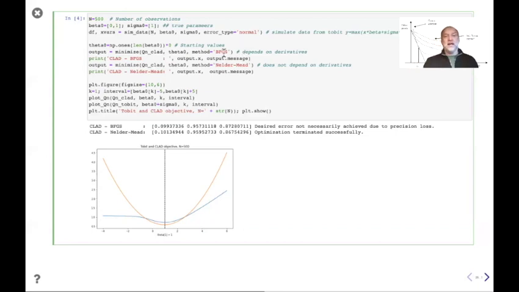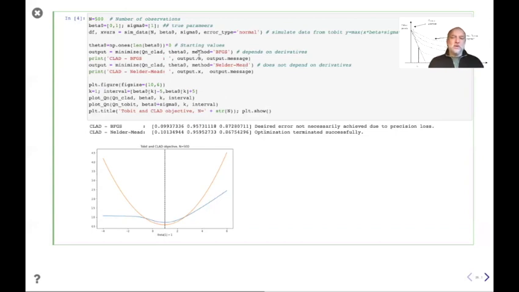Okay, and BFGS is a quasi-Newton algorithm where you're making an approximation to the Hessian through some sequential updating procedure. So it would be best to use this or Newton if we could, but it turns out that could sometimes be a problem.